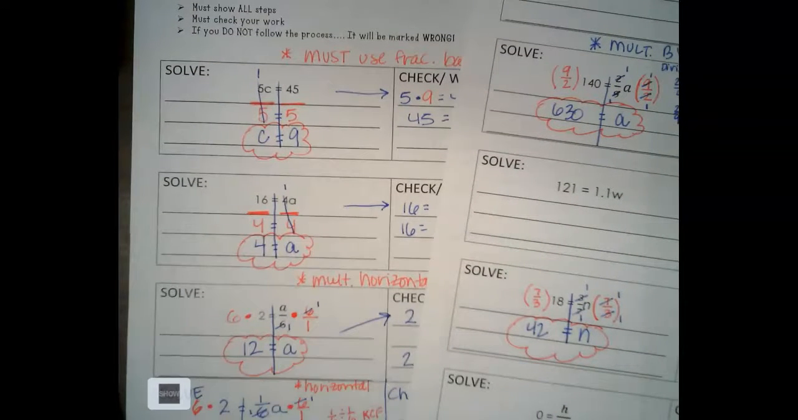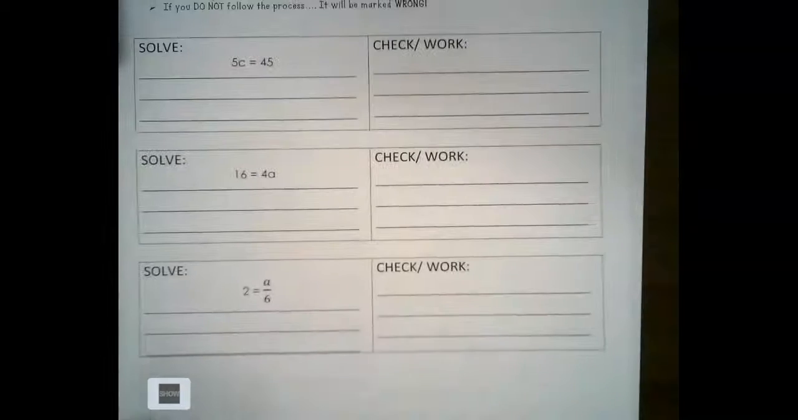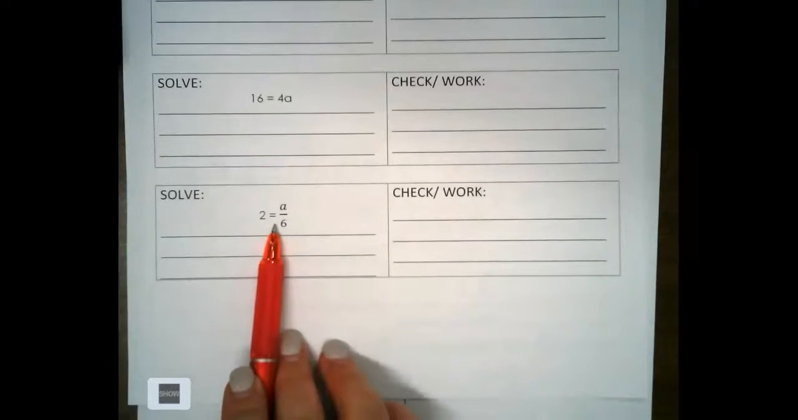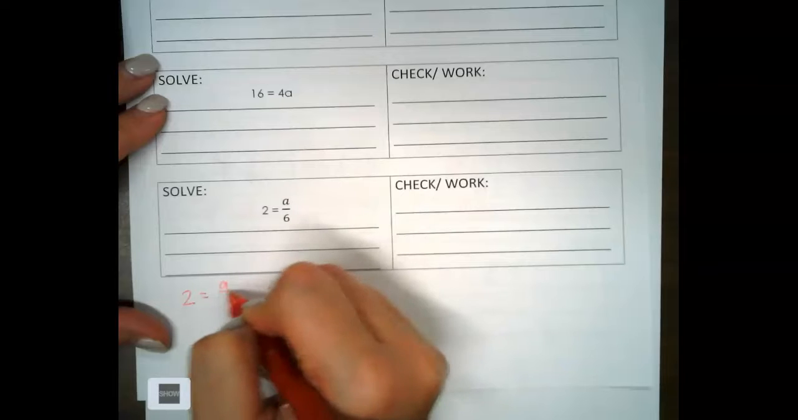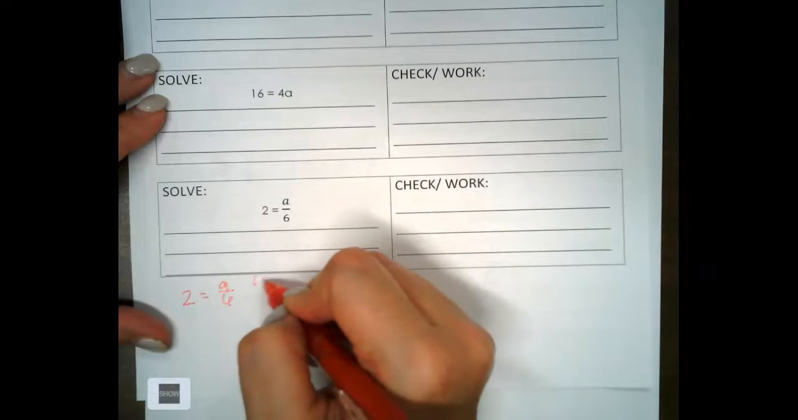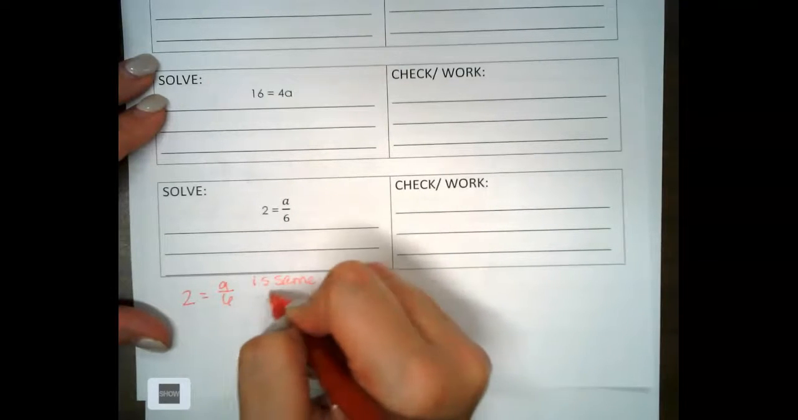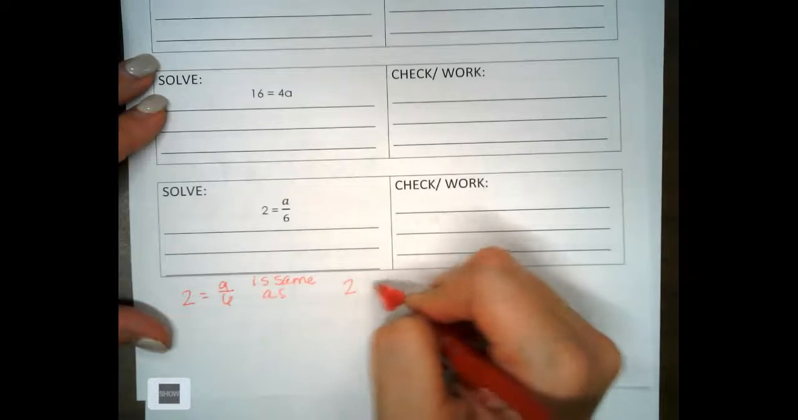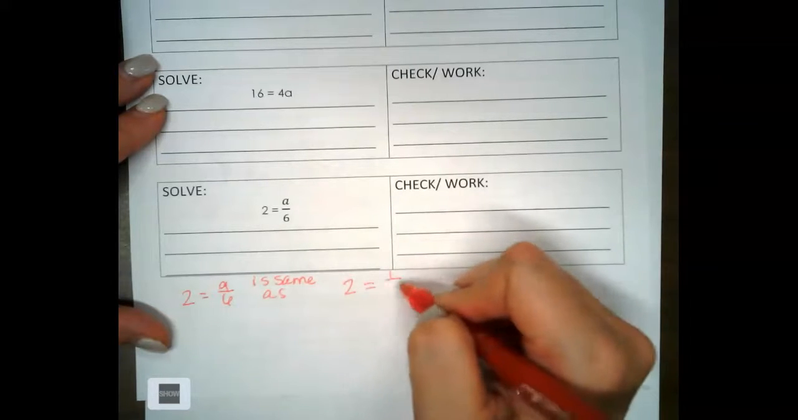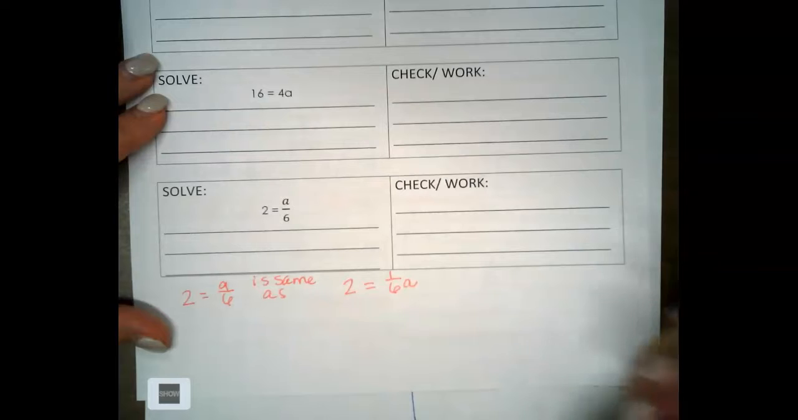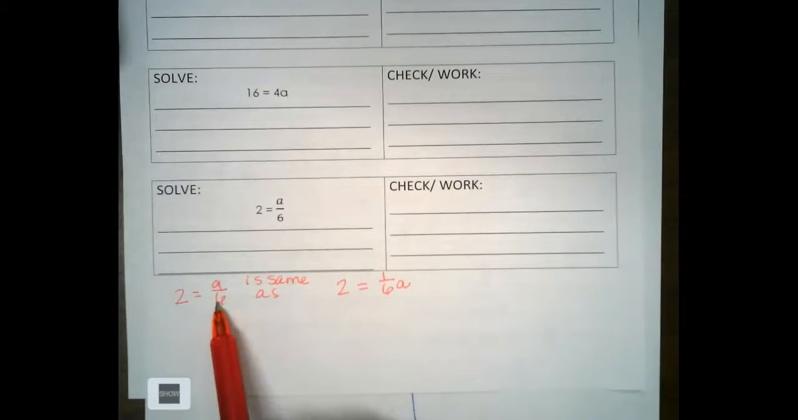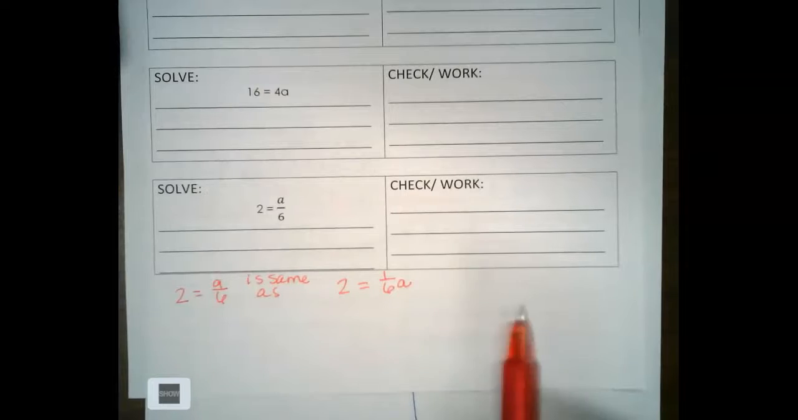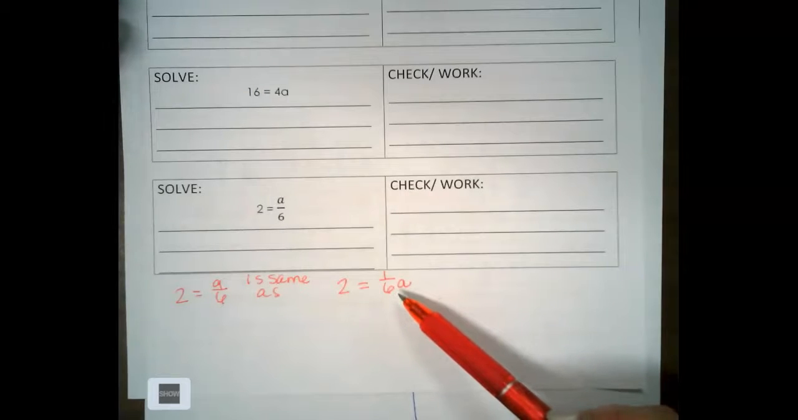One thing I would like to show you, though, is that for this kind of problem, 2 equals a over 6 is the same exact problem as 2 equals 1/6 times a. And the reason they are exactly the same, yes, you could work this one out by multiplying by 6. We now know how to multiply by the reciprocal here, and you would multiply by 6.